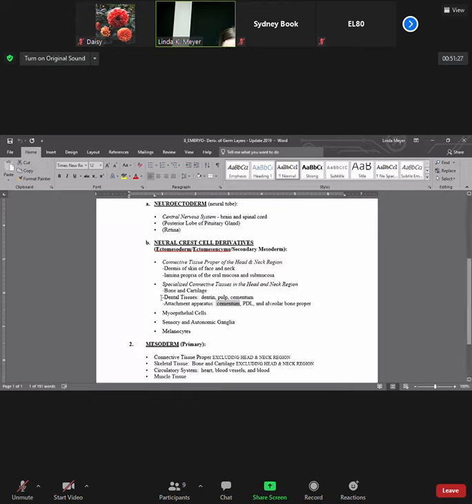A couple of miscellaneous things that come from ectomesoderm: those myoepithelial cells that help squeeze the acini to move the saliva along, all of our sensory and autonomic ganglia, and even our melanocytes that actually move up into the epithelium come from these neural crest cells.